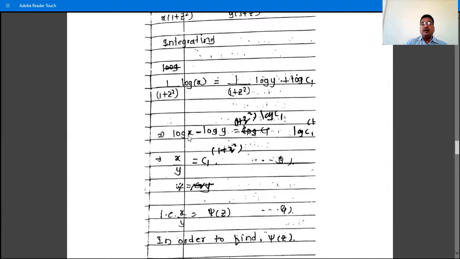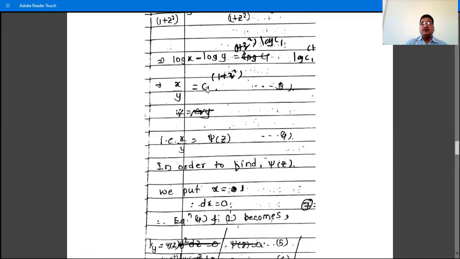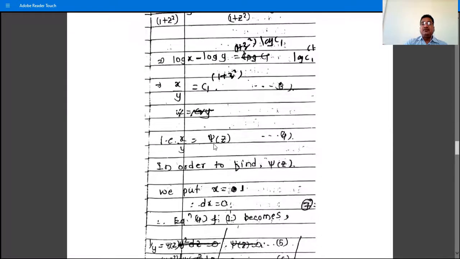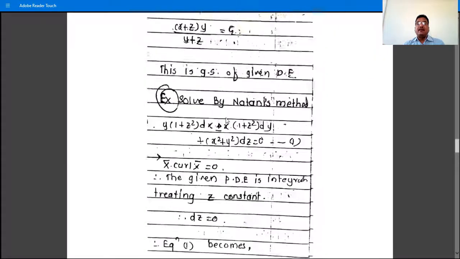Then log x − log y is log(x/y), which equals log c₁ raised to 1 + z². Then x/y is c₁ raised to 1 + z², and suppose this is another constant ψ(z). So cancel 1 + z² at this place. We replace c₁ by ψ(z), because this constant may be a function of z, since z is constant.